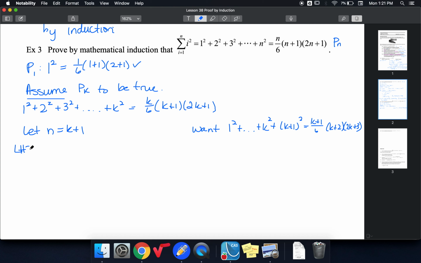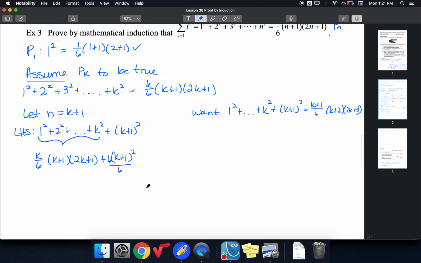So the left-hand side is going to be 1 squared plus 2 squared down to k squared plus k plus 1 squared. As always, I'm going to substitute in my P sub k statement. So k over 6 times k plus 1 times 2k plus 1. And I'm going to add in my k plus 1 squared. To make my common denominator, I'm going to make 6 over 6.